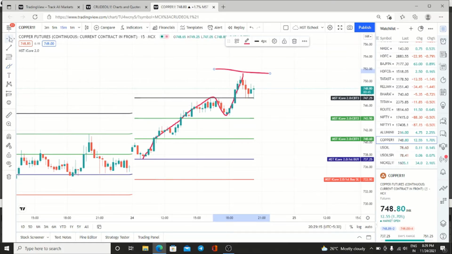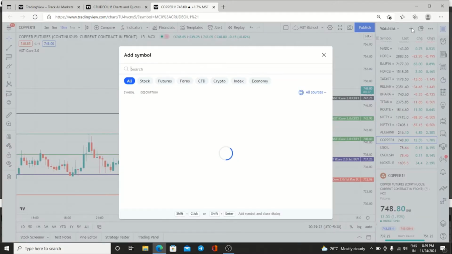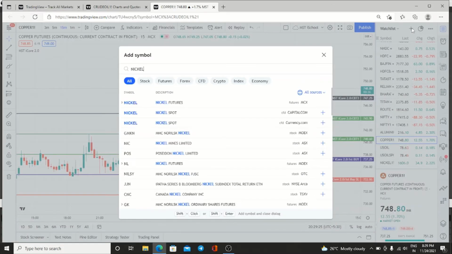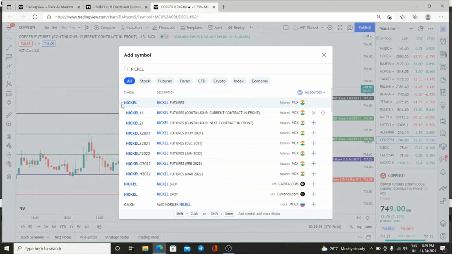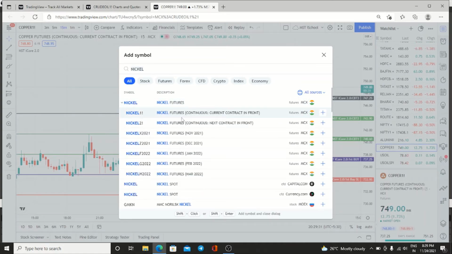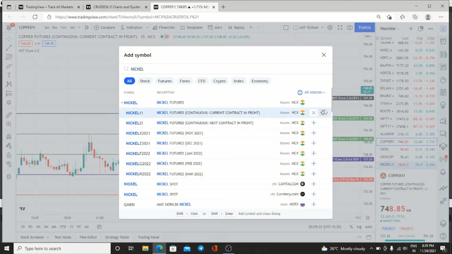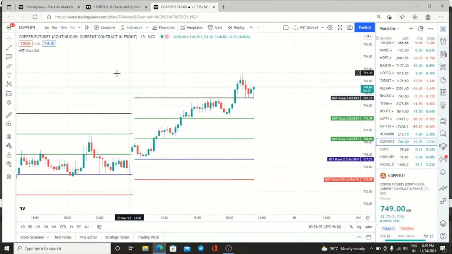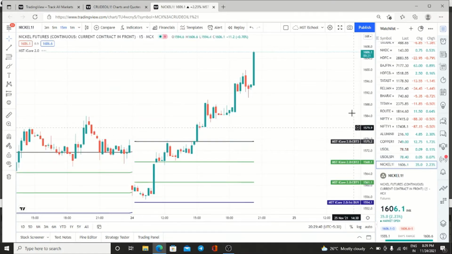Now I will show you one more example. Where is nickel? One more example I will show you for a loss. I am not saying loss will never come. Loss will come, but we can recover the loss on the same day. So, in the same day, how do we recover the same day stop loss?